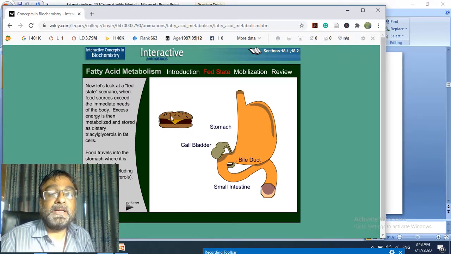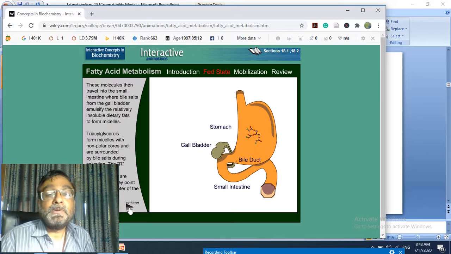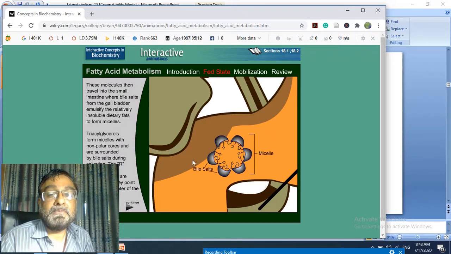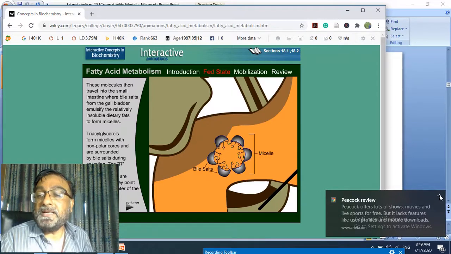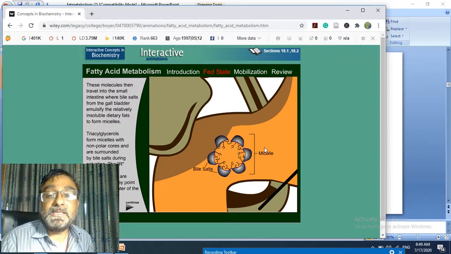So when you are taking food continuously that contains fats, it is coming into the small intestine part. So look at this one. It comes into the small intestine and gets enveloped. You can see the bile acid and bile salt playing the role. That is actually going to emulsify it in the form of micelles.